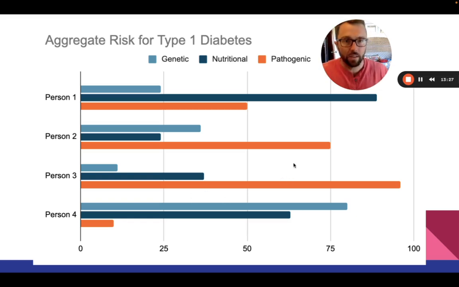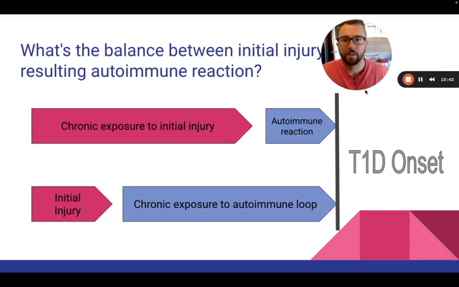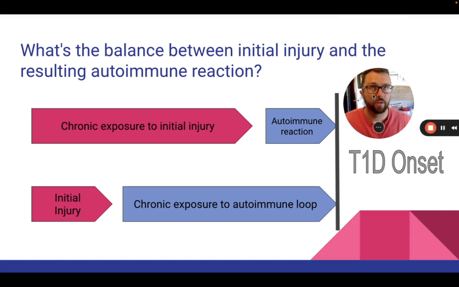So I think this is an excellent illustration for how we need to approach each individual with type 1 diabetes. We all have different bases to cover to differing degrees. And then it goes back to original first questions asking how much of our diabetes do we owe to this initial inflammatory injury versus the autoimmune reaction, right?